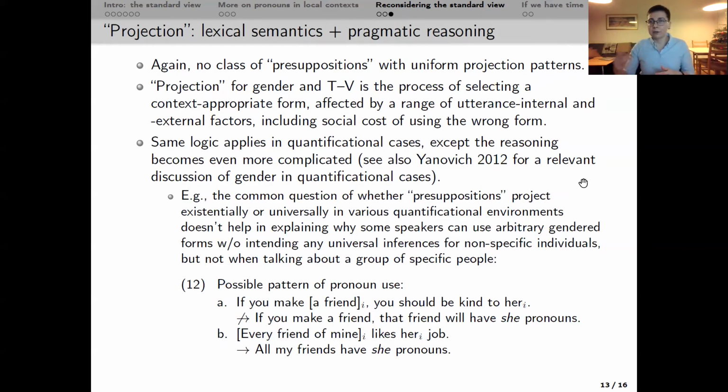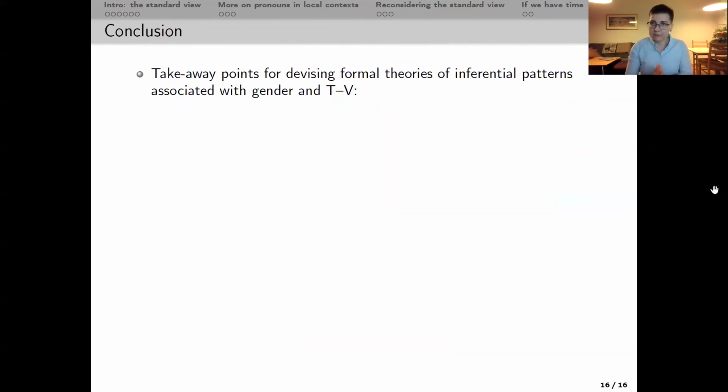However, if they say every friend of mine likes her job, now they do intend an inference that all their friends have she pronouns. Treating this issue as just an issue of projection patterns of presuppositions that are given to us by some presupposition god doesn't help us explain why people have this pattern. However, one relevant consideration here seems to be that in the first case, you're not at risk of accidentally misgendering anyone because you're not talking about anyone specific, which is not exactly the case in the second example. Now, this is not the only relevant consideration, but this consideration at least offers a direction for us to start explaining this pattern here.